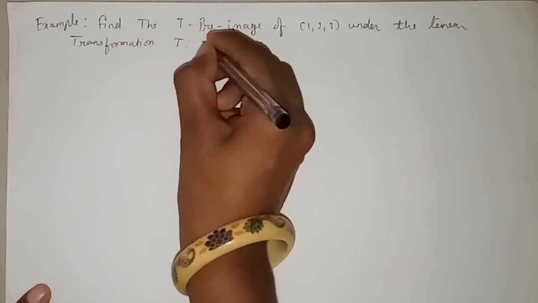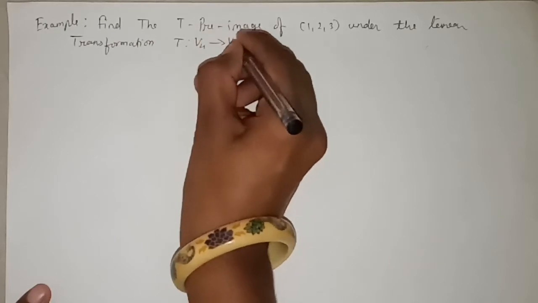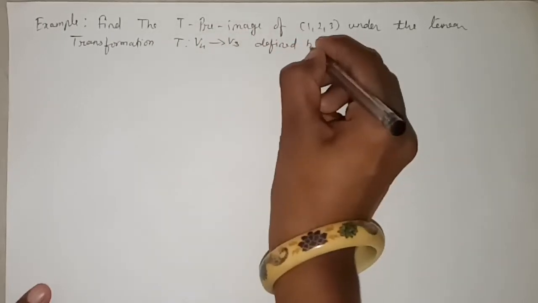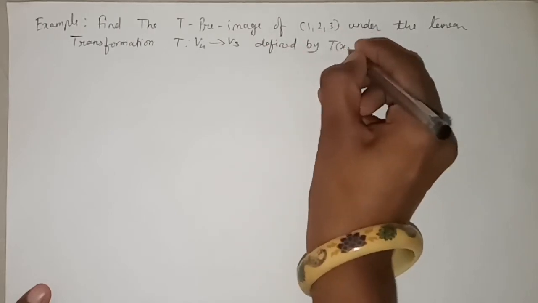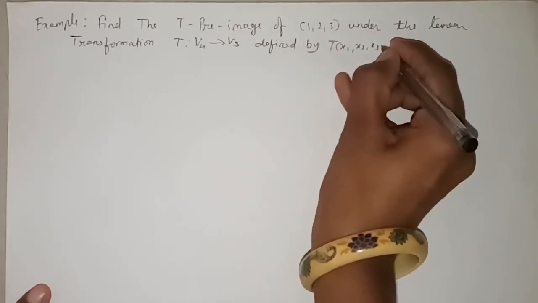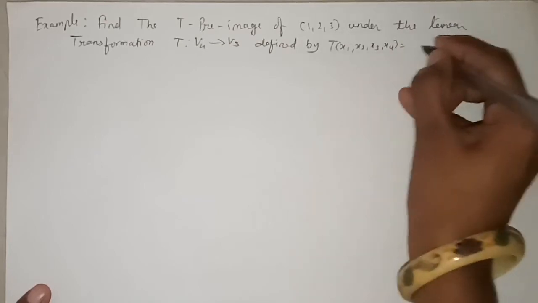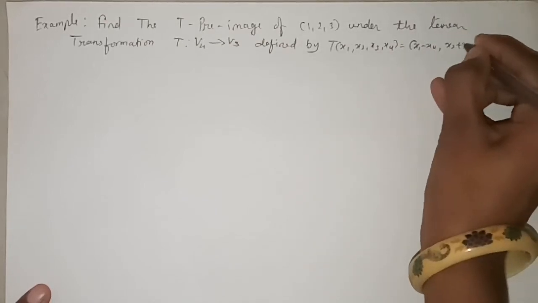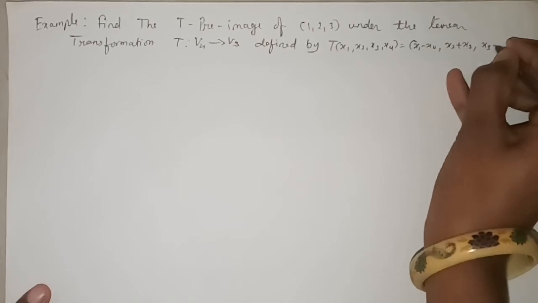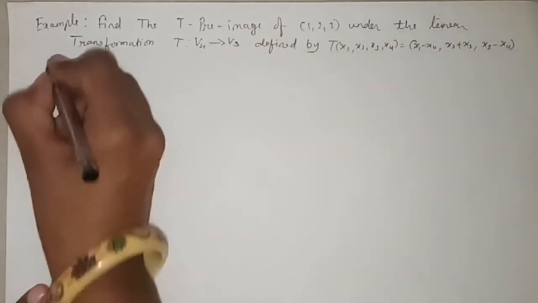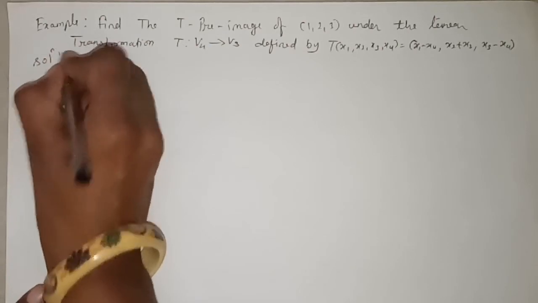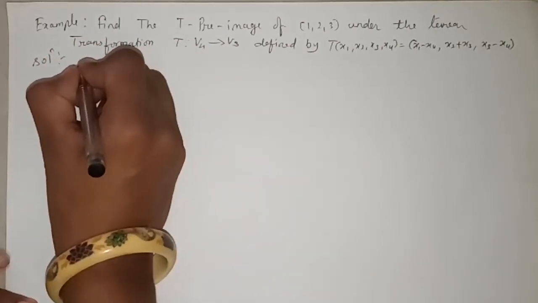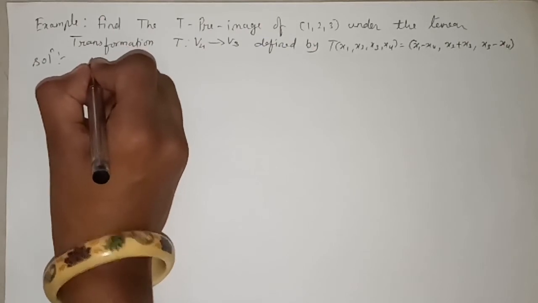T is a mapping from V4 to V3, defined by T of (x1, x2, x3, x4) equals (x1 minus x4, x2 plus x3, x3 minus x4). Solution: first of all, we will find the associated homogeneous equation, and then we will find the nullity of T.